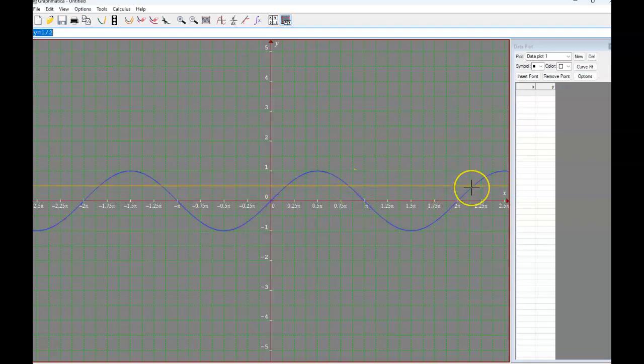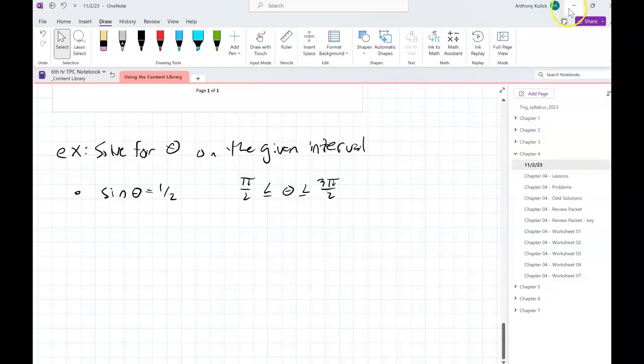How many solutions do I have possibly? Five. Remember, this keeps on going. So infinite. Infinitely many, right? So to answer this question effectively, I need to be looking in the right spot, between pi over 2 and 3 pi over 2.